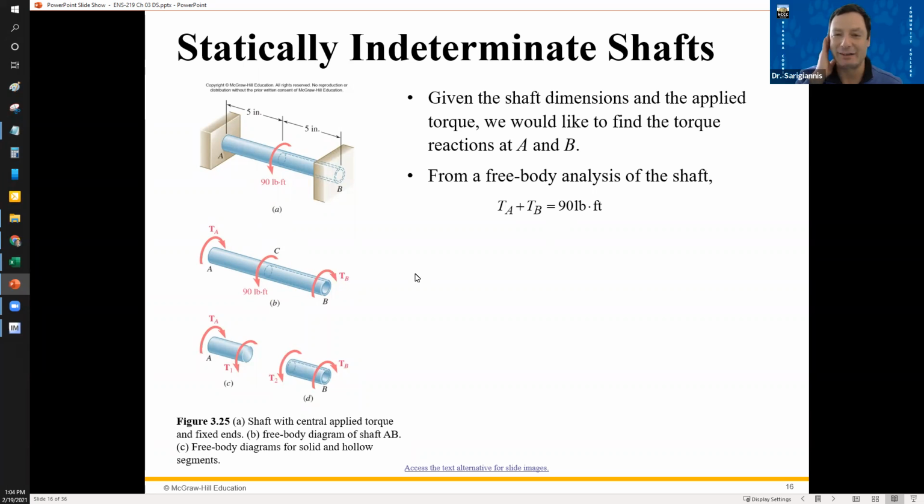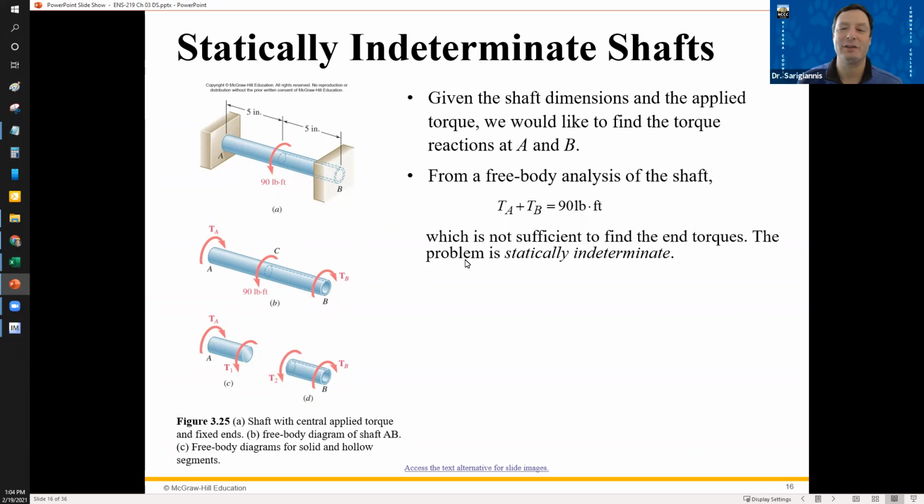So the free body analysis tells you TA plus TB is 90 pound-foot. If this was a solid beam, it would be obvious that it's split 50-50, but it's not. This half is hollow and this half is solid. So this is not enough to find the torques at the ends.